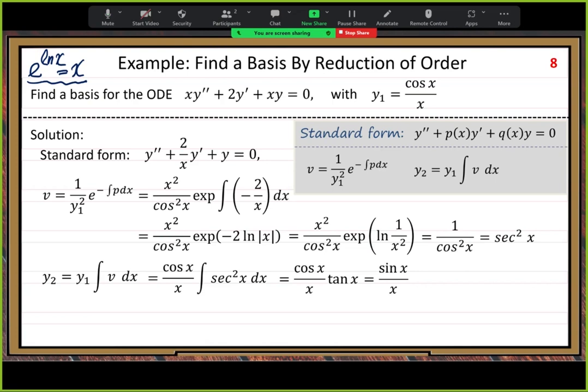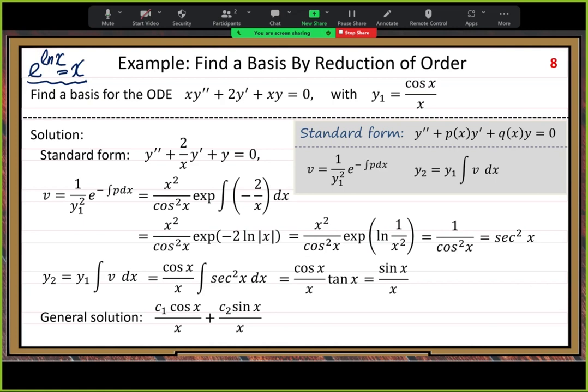So the y2 function is found. Then we have the basis, right? y1, y2, we put together, we get a basis of this homogeneous system. And here, the conclusion: the general solution is a linear combination of y1 and y2, C1 times y1 plus C2 times y2. That's the general solution of the homogeneous equation.